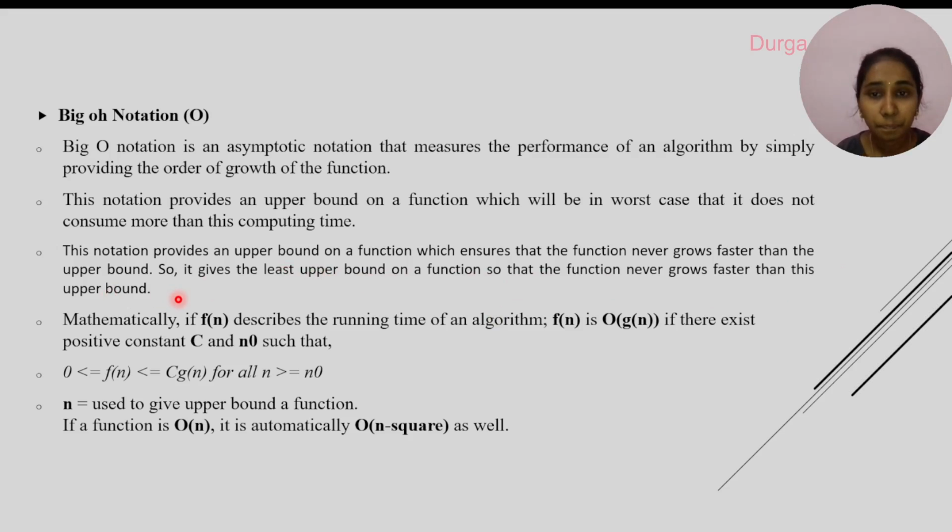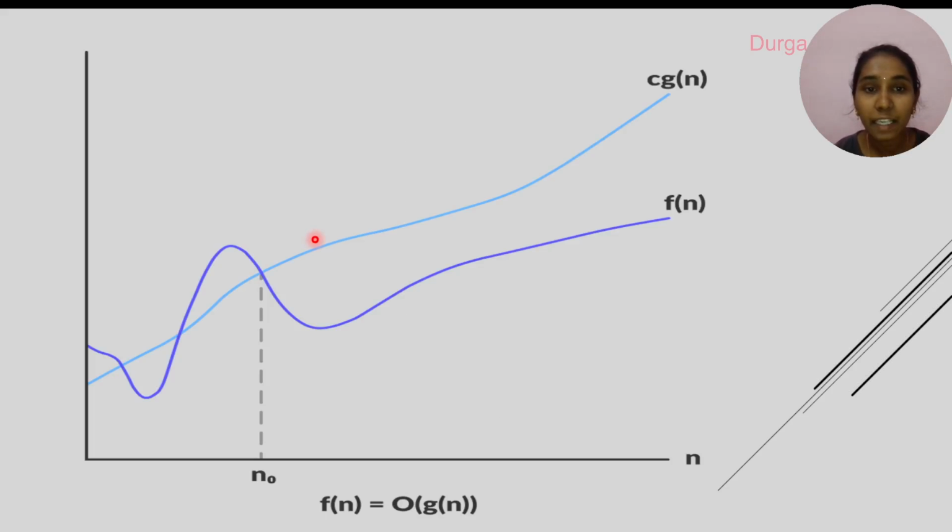This will also be clear mathematically. If f of n is a function that describes the running time of the algorithm, then f of n is big O of g of n if there exist positive constants c and n naught such that, so this is the mathematical representation of the notation. First let's see the diagram.